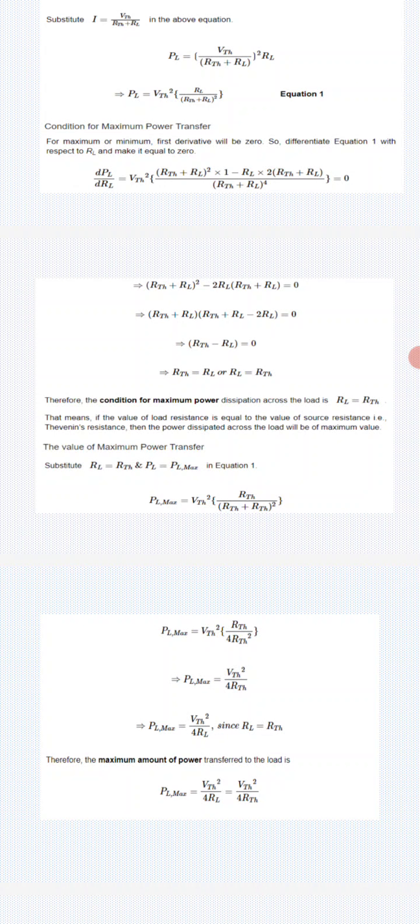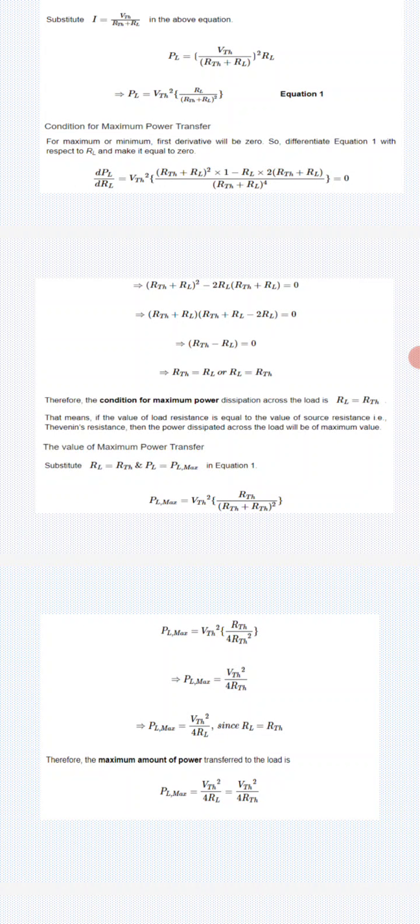That means if the value of the load resistance is equal to the value of the source resistance, that is the Thevenin resistance, then the power dissipated across the load will be the maximum value. So the load resistance value as well as the calculated R Thevenin value should be equal. Then the maximum power can be transferred.